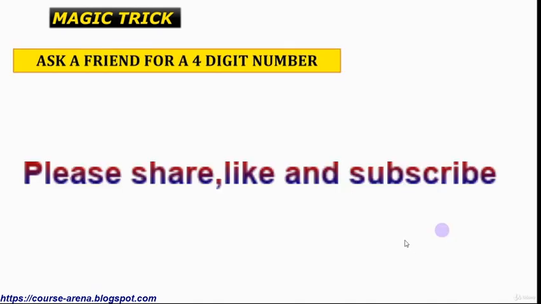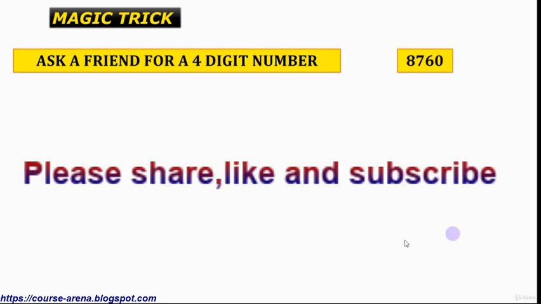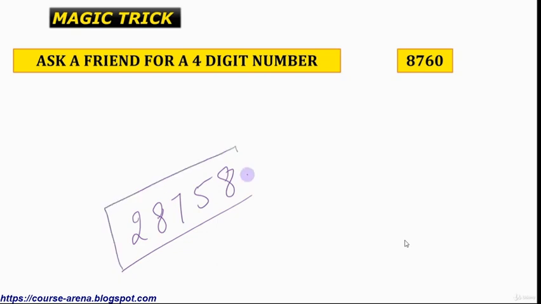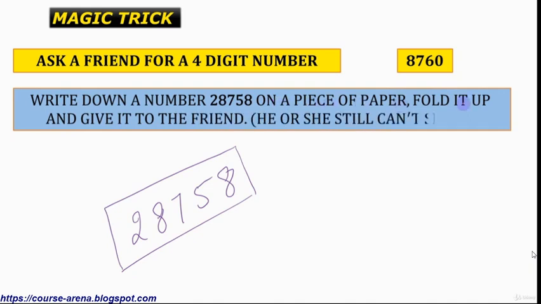In this video, we will be learning a magic trick using addition. So what we'll do is, first of all, we will ask a friend for a 4-digit number. Let us suppose the number that we get from the friend is 8760. So now I am going to write down a number 28758 on a piece of paper, fold it up and give it to the friend. Make sure that he or she still cannot see what is the number written over here.